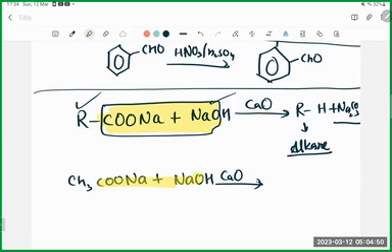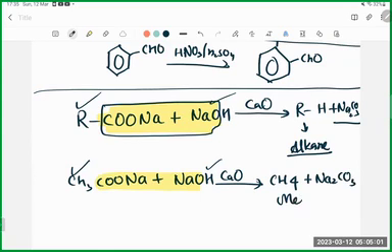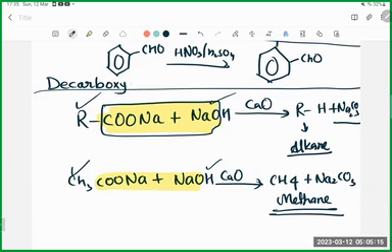Throw all these out. What do you get as the product? CH3 plus H becomes CH4. So what do you get as the product, Hridaya? Methane, right? Easy? So this is called the decarboxylation reaction. What do you name this as? Okay? Clear, Hridaya?